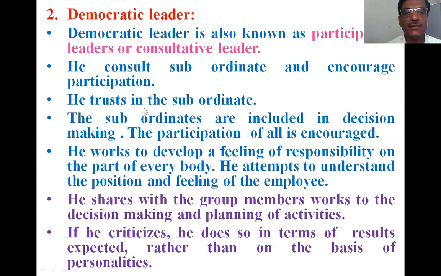Whereas in the case of an autocratic leader, the leader never trusts the subordinates and never consults them. The democratic leader trusts the subordinates. The subordinates are included in decision making. Participation of all is encouraged. He works to develop a feeling of responsibility on the part of everybody. He consults and involves everybody while taking decisions, and thereby the members accept some responsibility.